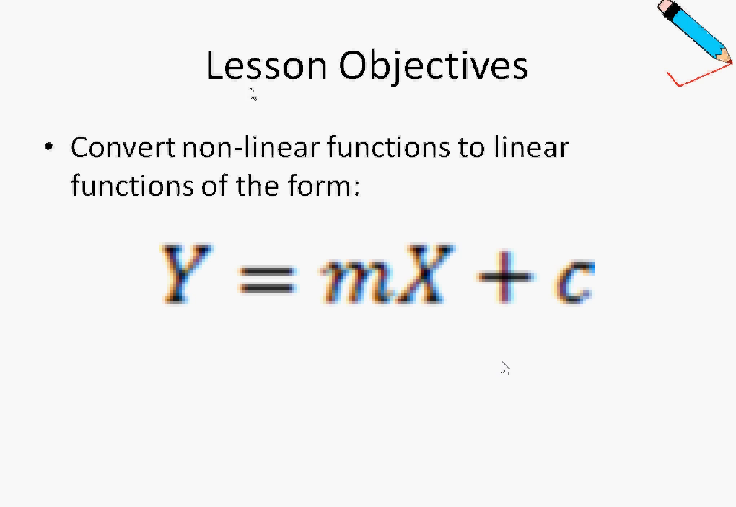Before we move any further, I just want to highlight one very important point, and that is your m and your c are always constants. Say again, m and c are always constants. This means that m and c should never ever contain any variables in the form of x or y. So let's move on.